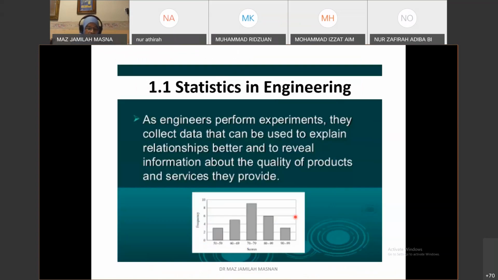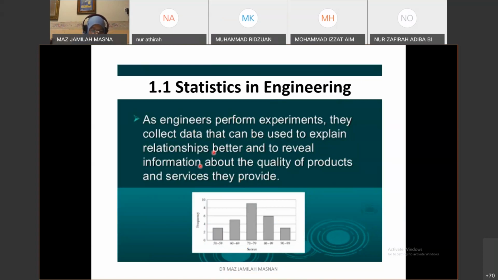Now, what is your role as an engineer? As an engineer, you will perform experiments. You will collect data, and then that data will be processed to explain the relationships between variables and reveal information about the quality of the products and services that you provide.